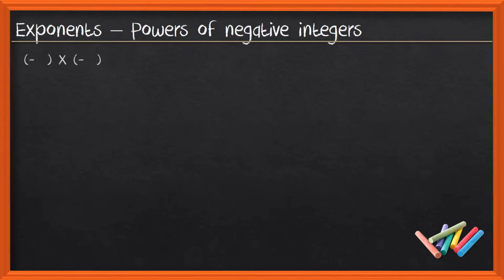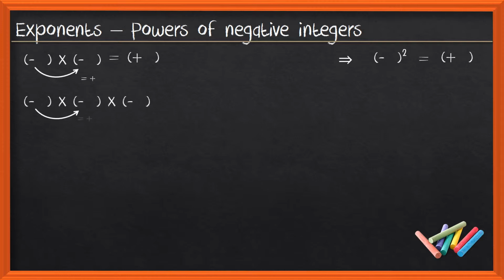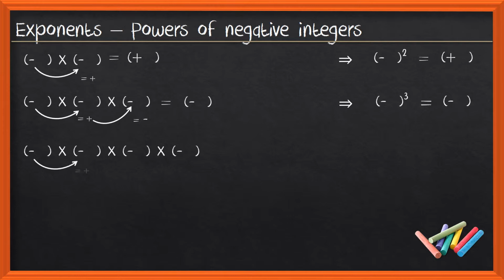We have seen that a negative times negative gives a positive integer. Let's write this in an exponential form. That is, a negative integer to the whole power of 2 would give a positive integer. Let's look at what happens when three negative integers are multiplied. Negative times negative gives a positive, and then the positive times negative gives a negative integer. In the exponential form, this can be written as a negative integer to the whole power of 3 gives a negative integer. When we multiply four negative integers, we get a positive integer.